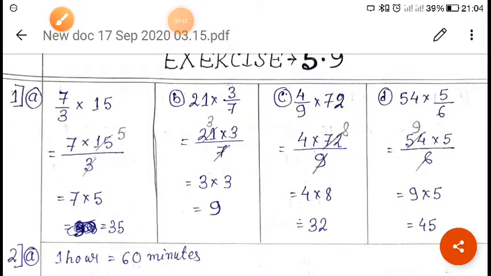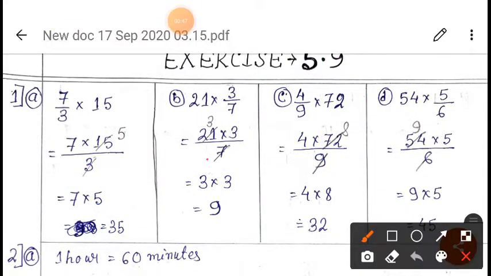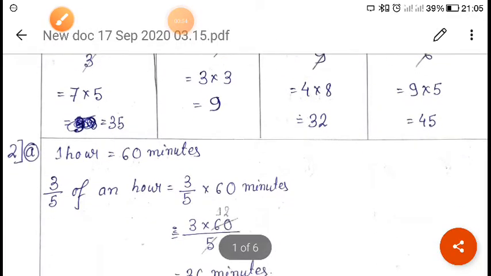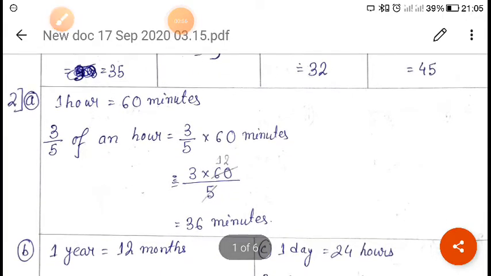In this way you can do this one also. 7 threes are 21, right? Now 3 threes are 9. So I hope you have understood this, right? It's very simple.